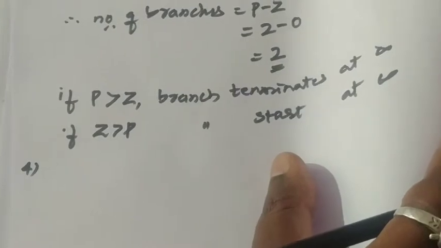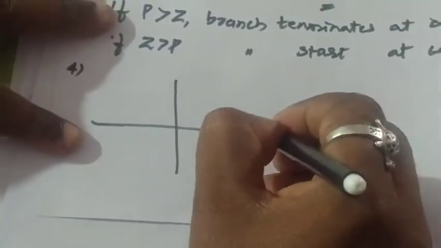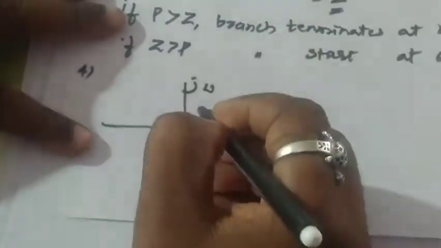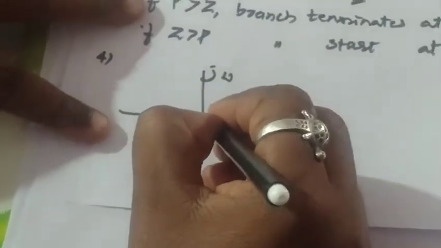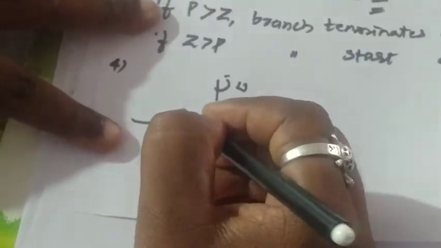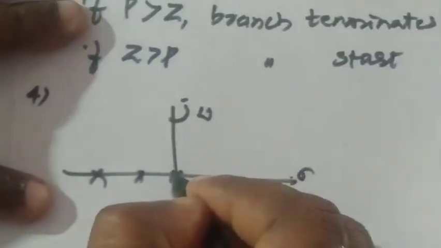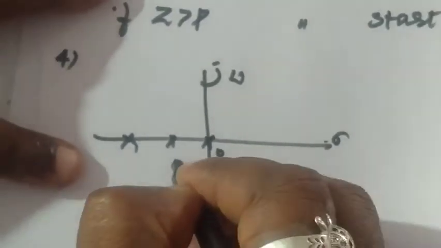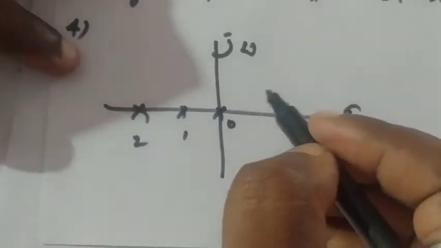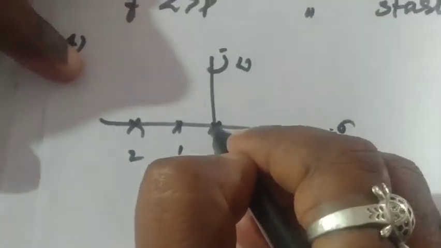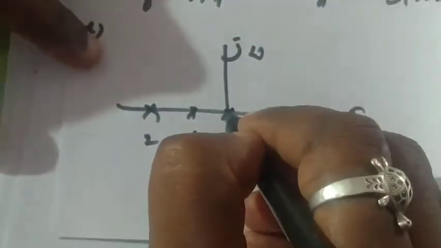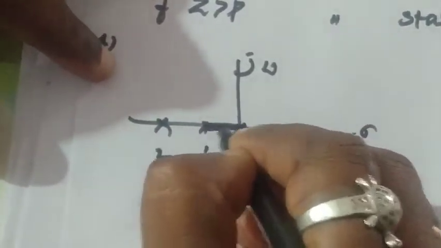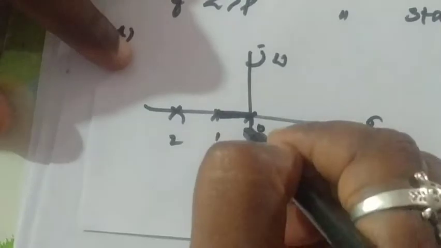You see here, if you draw the fourth condition, if you draw the root locus like this, this is the real axis, this is the imaginary axis. If you are having one pole here, one pole here, one pole here, this is 0, one pole, second pole. So your root locus will start from the poles. You will be having the poles from here. Okay, this is the first pole, this is the second pole, this is the third pole.